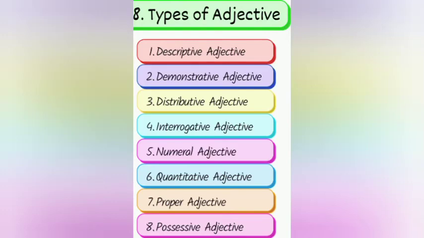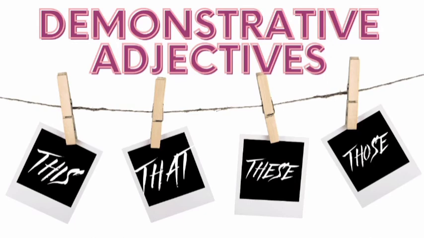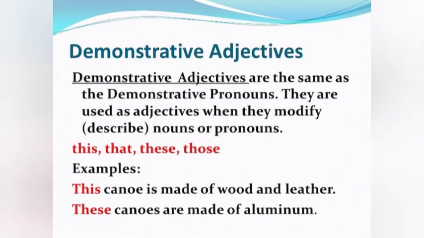Hi everyone, today I'm going to explain the second type of adjective, and that is the demonstrative adjective. As you can see on the screen, there are mainly four types: this, that, these or those. Demonstrative adjectives are just like the demonstrative pronouns because they are used to modify the nouns or the pronouns.